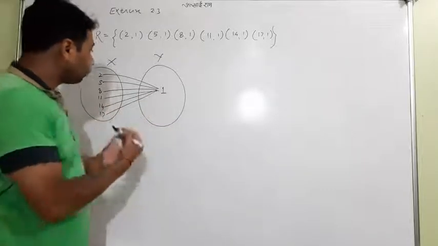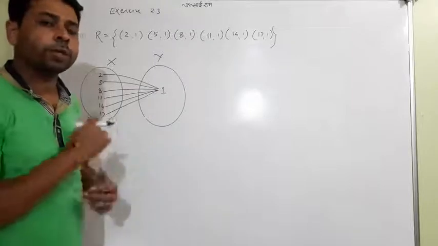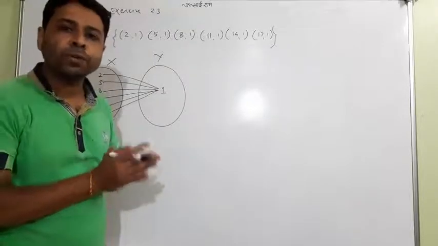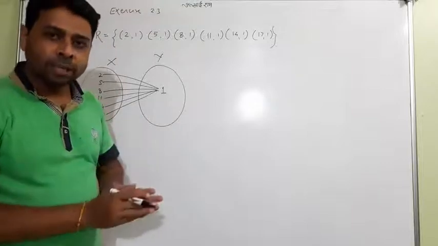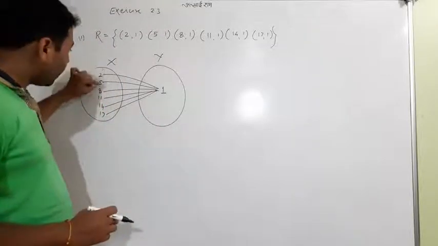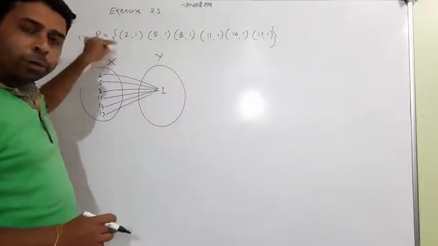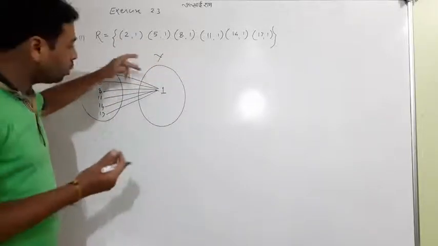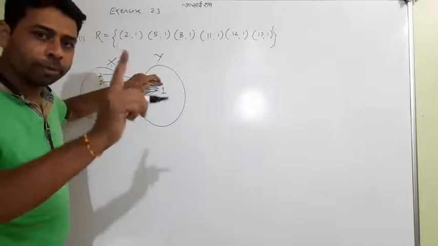Sometimes students get confused about whether it is a function. Yes, it is a function. Why? Because if you focus on the definition of a function, it says the image of every element of the first set should be unique in the second set. So the image of 2 is unique, meaning there is one image.